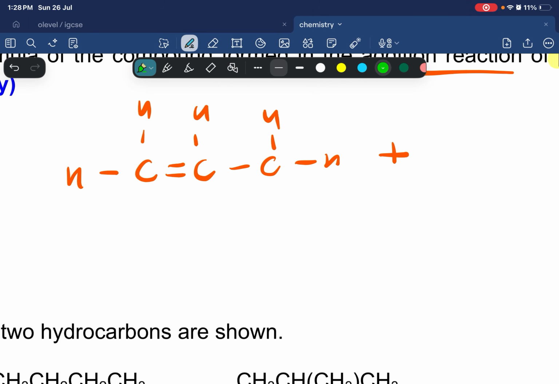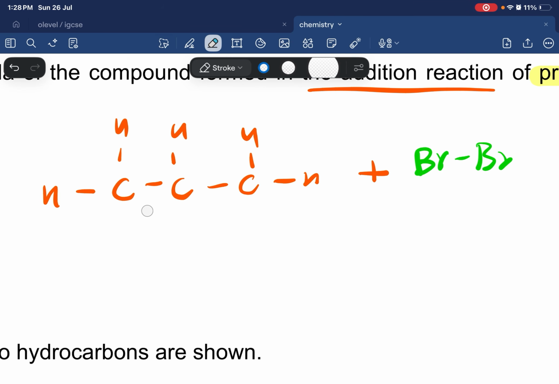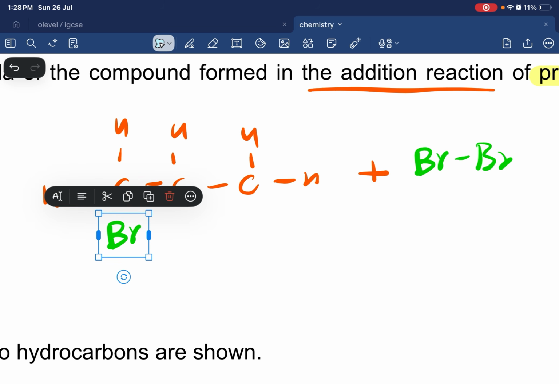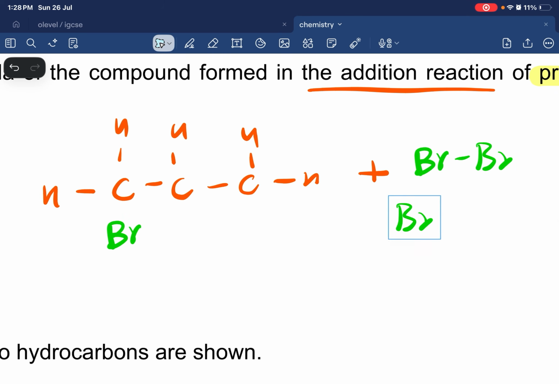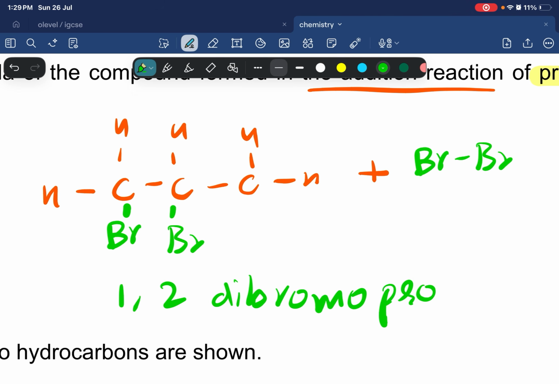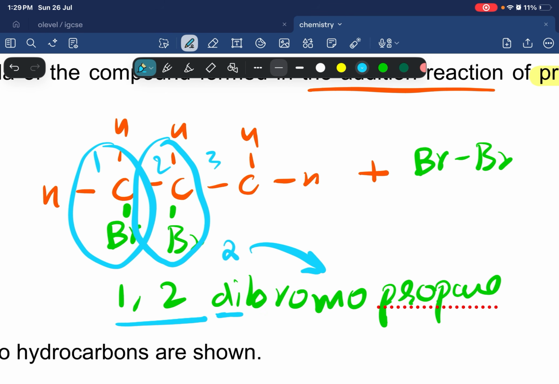And then you are going to add a Br, single bonded Br. And now what's going to happen is that this bond is going to break from here, and then this bromine is going to move here, and this bromine is going to move here, and this is what you form: 1,2-dibromopropane. Why is it 1,2-dibromo? This is carbon 1, carbon 2, carbon 3. Bromine is on the first carbon and on the second carbon. That makes it 1, 2. And then di means 2 bromines, bromo means bromine, and propane means that you have a 3 carbon flat chain.